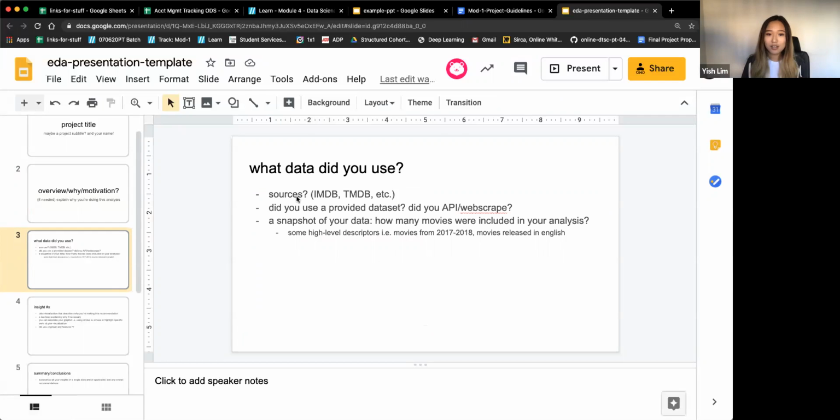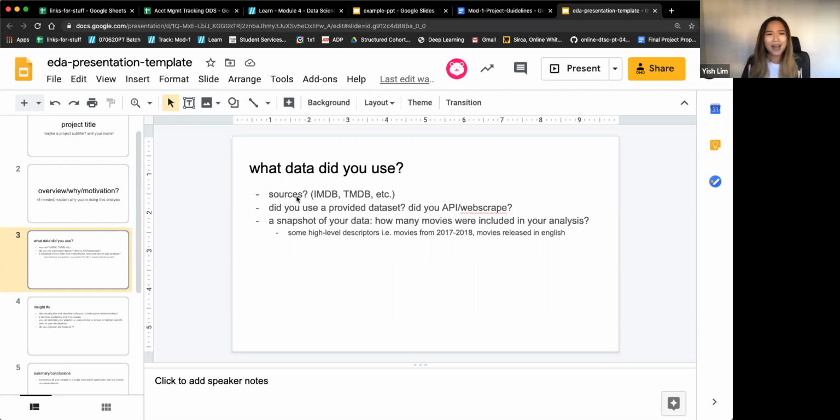If you scrape data, where did you scrape your data from? It always adds a lot of context to what data you're doing your analysis on. And then not just that, but also provide a snapshot of your data. I think it's kind of underrated to mention, for example, how many movies are in your analysis. Did you do your analysis on 1,000 movies or 10,000 movies? Because that makes a difference.